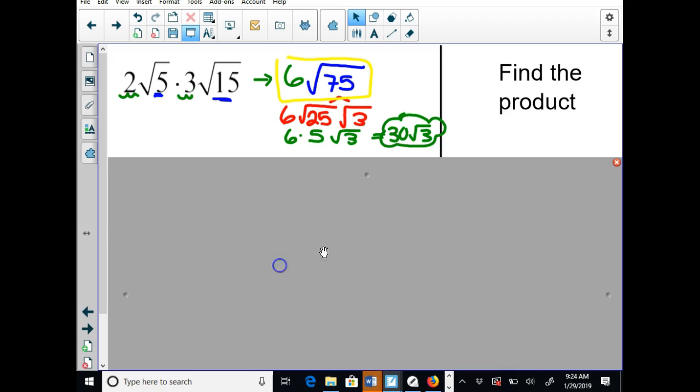Finding the product, we talked about, okay, what are we going to do? We're going to multiply these outsides to get 6, and we're going to multiply the inside to get 75. Then we need to simplify whatever strategy you need. So if you want the highest perfect square like we did here, 25 goes into 75 3 times. Or if you want to prime factor it, either way we got 30 times the square root of 3.